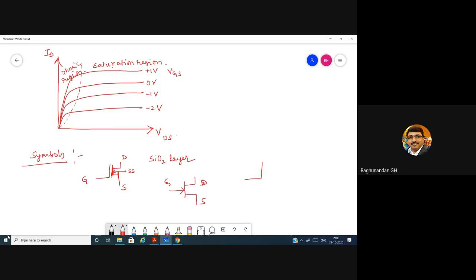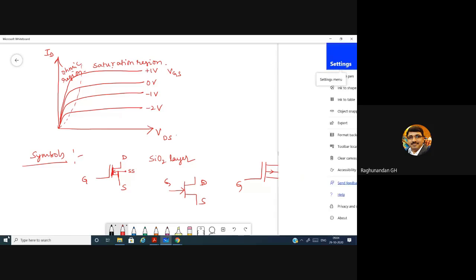So for P-channel, it will be like this: substrate, drain, source, gate. Now if the substrate is going to be shorted, then short like this. This is the symbol for the D MOSFET. The next kind of the MOSFET is the E MOSFET.